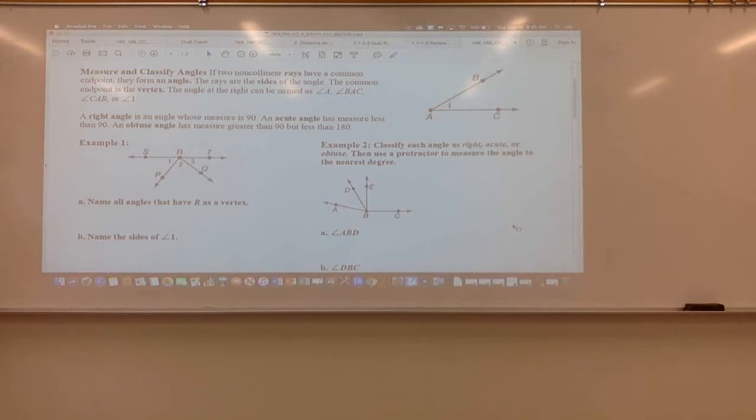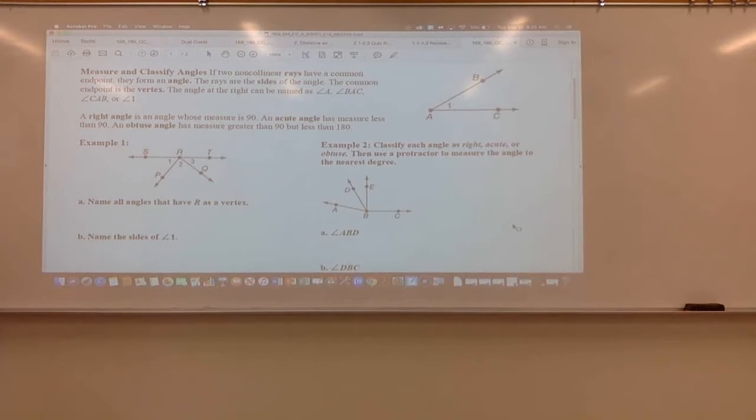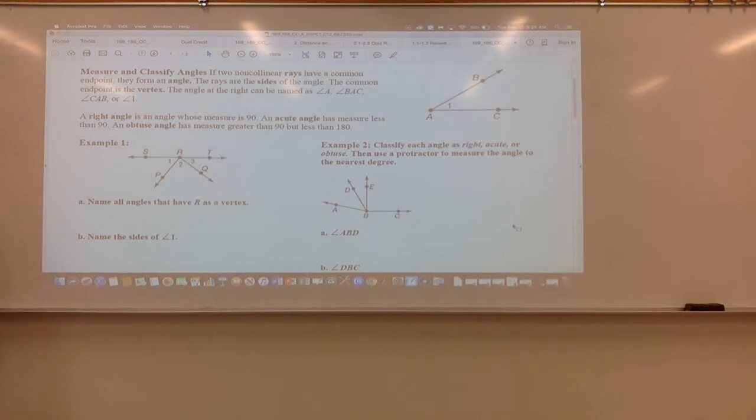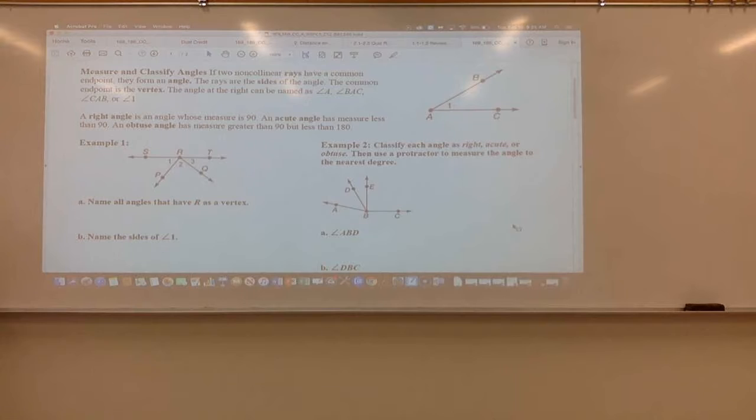Now, I know you guys have worked with angles a little bit before. You've probably seen things like acute and obtuse, those types of definitions. We're going to look at some of those today, maybe some new, some old things. First thing is just our definition of an angle. Our definition of an angle is two non-collinear rays that have a common endpoint. There's a lot to unpack in that definition.